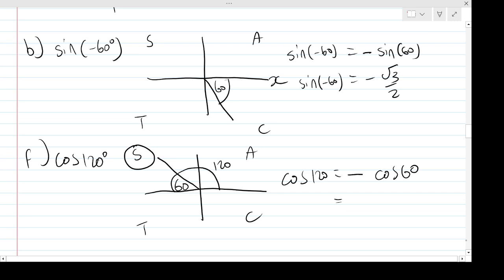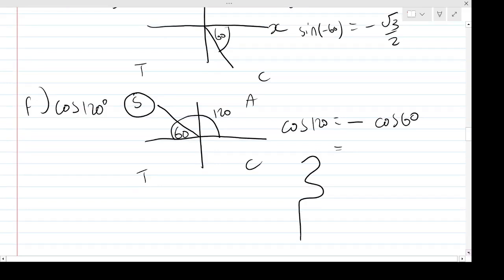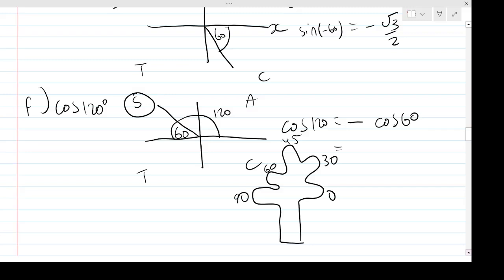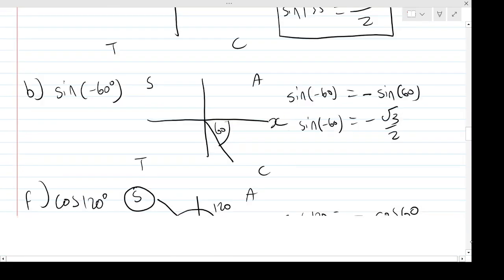So then to find cos 60, if we do our hand, that'd be 0, 30, 45, 60, 90. For cos, we have to start at 90. So to get to 60, we only have to move one finger, from 90 to 60. So that would be root 1 over 2, so minus root 1 over 2, which is just 1 over 2. So therefore, cos 120 is minus a half. And there we are. Okay, part G, we need cos of 300.